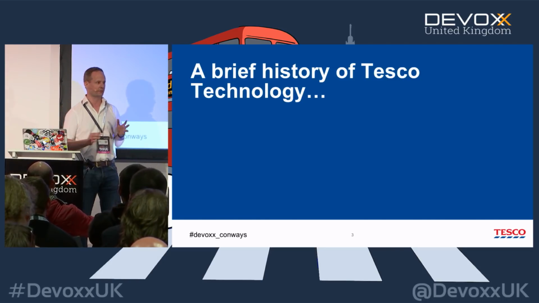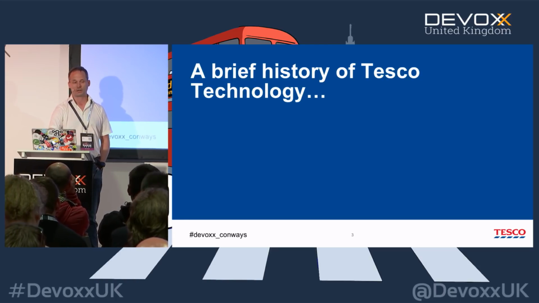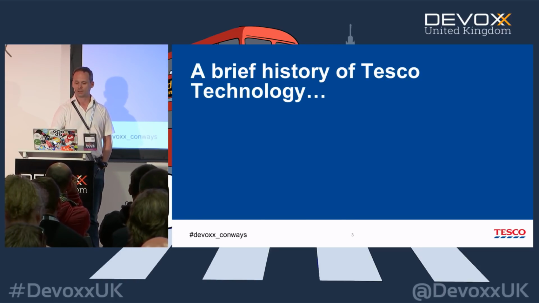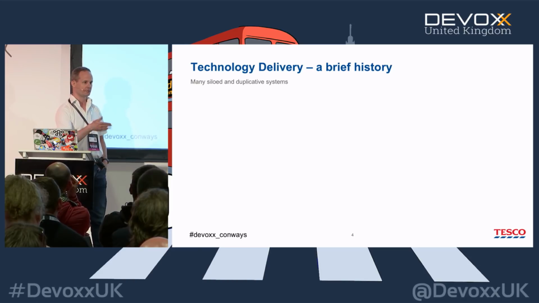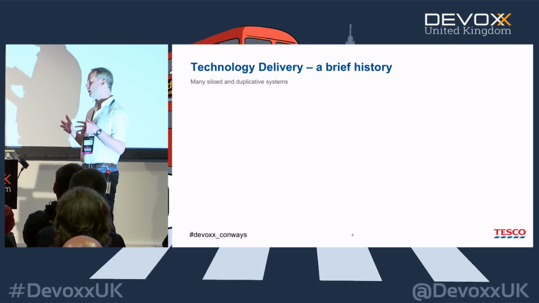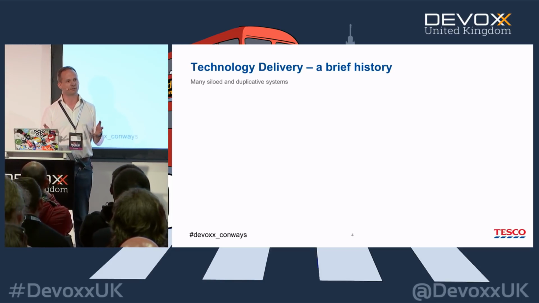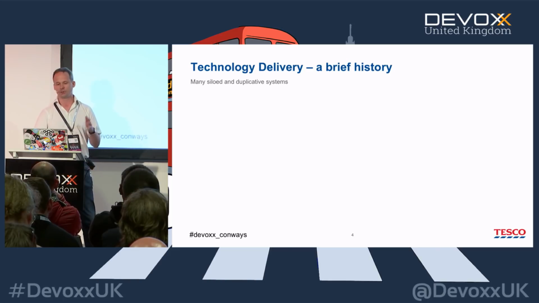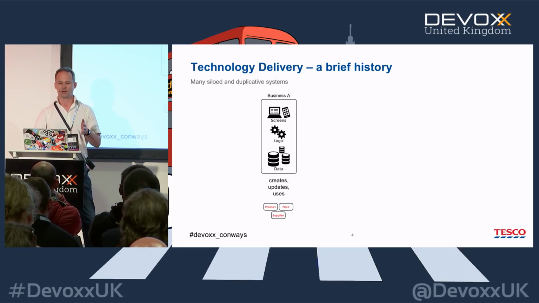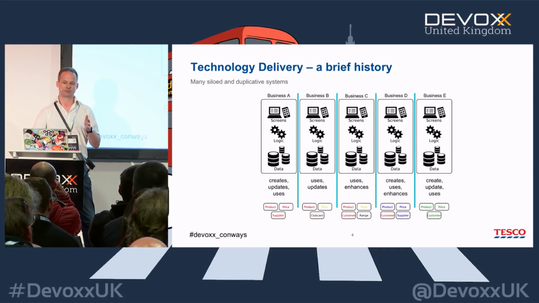So I'll give you a brief history of where we are and how we got there. When I joined Tesco about 8 years ago, we were broadly organized around business units, lines of business. So you would have things like the stores business, our grocery home shopping business, Tesco Direct, clothing business, which is called F&F. And they were built over a number of years and broadly duplicate the systems across the piece.